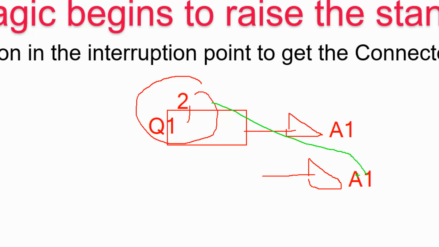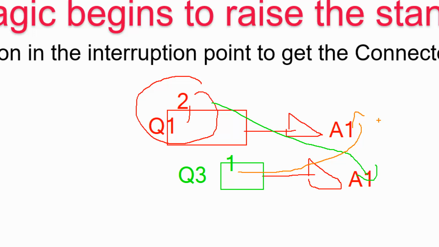Similarly, if something else is connected here, for example Q3, and that has a connection like 1, I am interested in getting this information in this interruption point. Is it possible to get it in this one? We will try to check it.